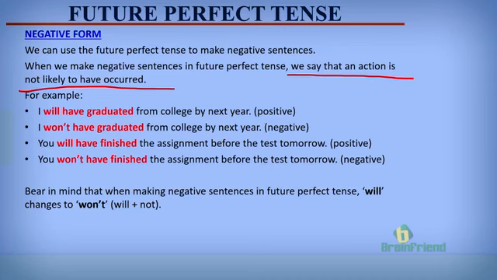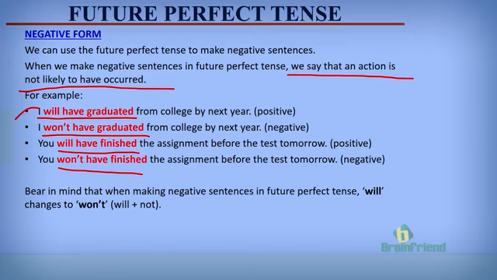For example, here we have a positive sentence, I will have graduated from college by next year. Now, if we want to change this positive sentence to negative, it will be, I won't have graduated from college by next year. Then we have another positive sentence, you will have finished the assignment before the test tomorrow. When we change it to negative, it will be, you won't have finished the assignment before the test tomorrow.